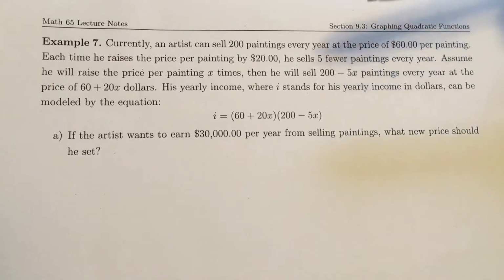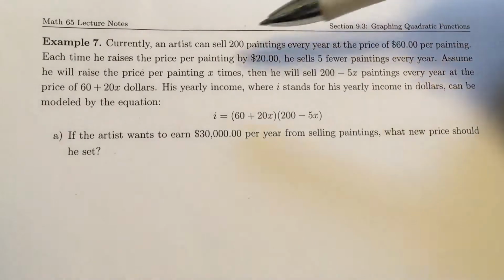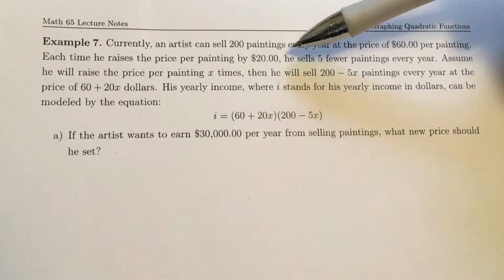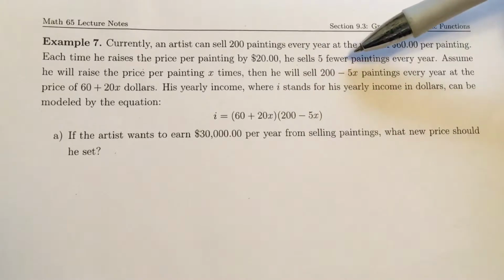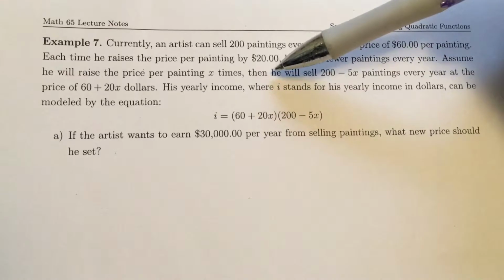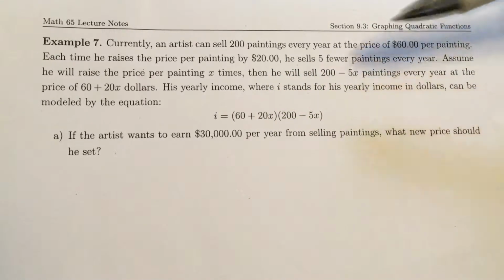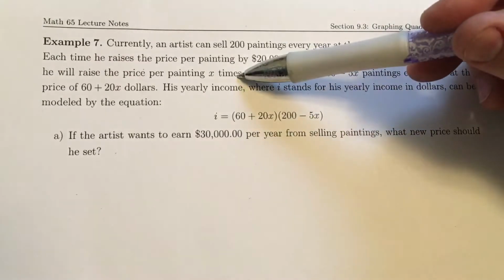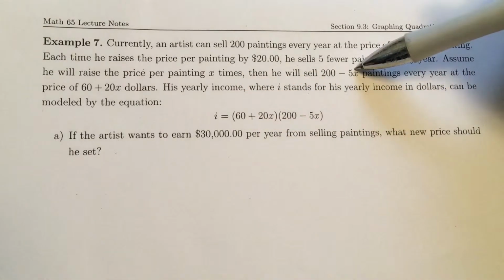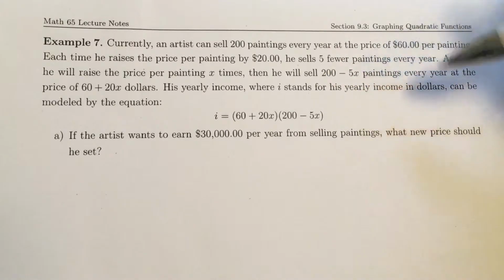So here's the problem. It says currently an artist can sell 200 paintings every year at the price of $60 per painting. Each time he raises the price per painting by $20, he sells 5 fewer paintings every year. Assume he will raise the price per painting X times, then he will sell this number of paintings because every time he raises the price, the number of paintings goes down by 5. So 200 minus 5x is the number of paintings.